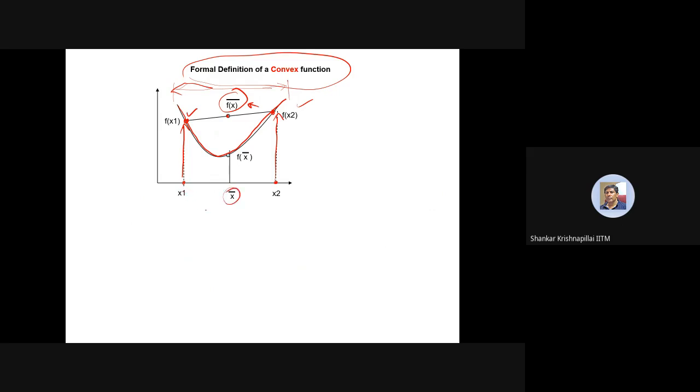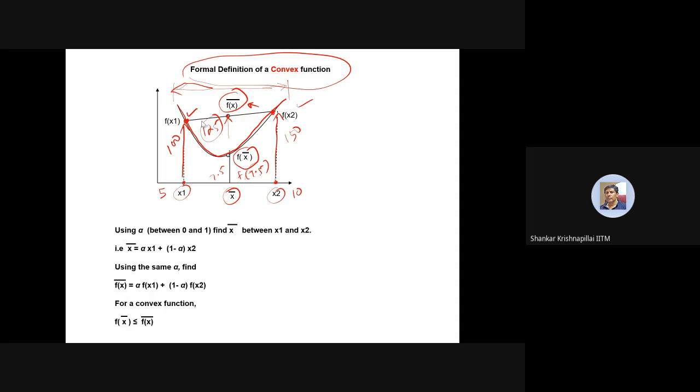Then here you find x bar. X bar is the average of x1 and x2, and you find f of x bar. Suppose this is 5, this is 10, so x bar is 7.5, you find f of 7.5. Suppose this is 100, this is 150, so this side will be 125. So this f of 7.5 should be below this 125. That is the formal or mathematical definition of a convex function.